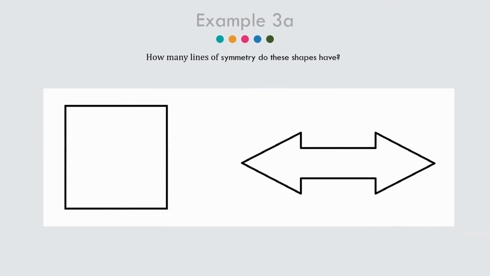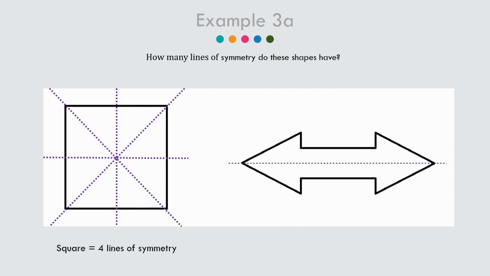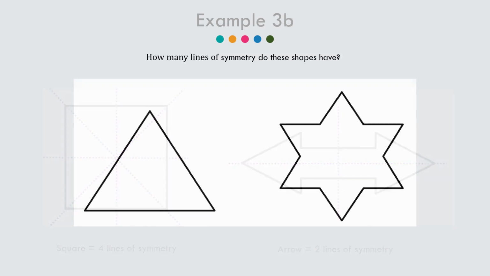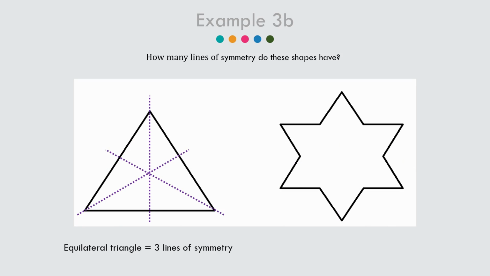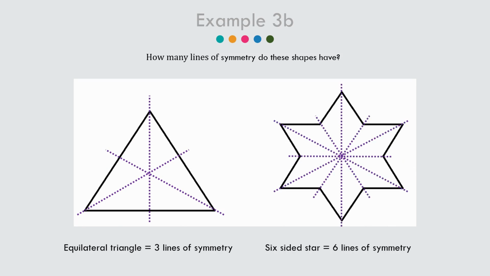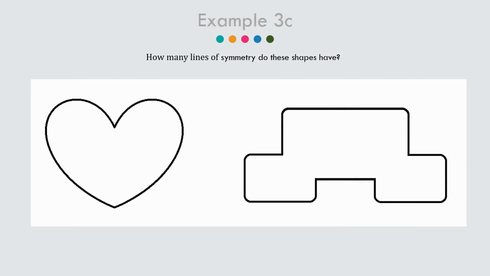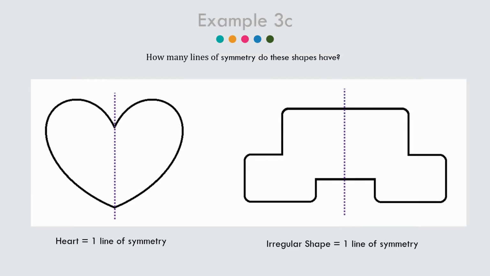How many lines of symmetry do these shapes have? That's right, 4. That's right, 2 lines of symmetry. The equilateral triangle has 3 lines of symmetry. Our 6-sided star has 6 lines of symmetry. The heart has only 1 line of symmetry. The irregular shape has only 1 line of symmetry.